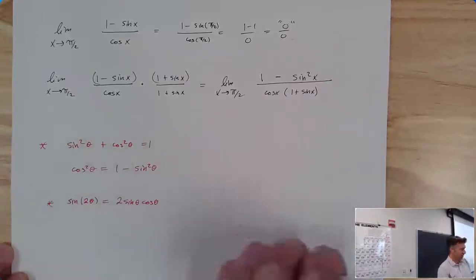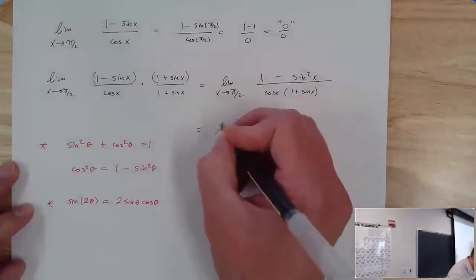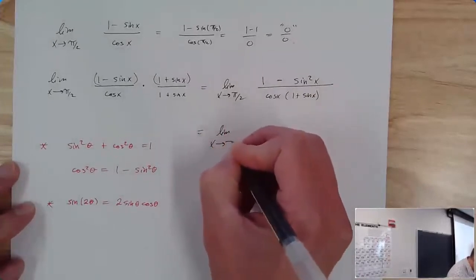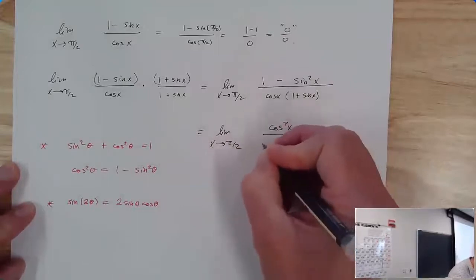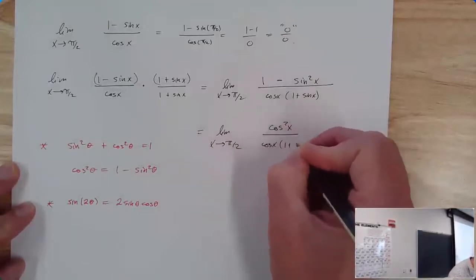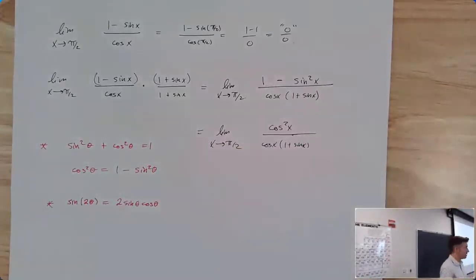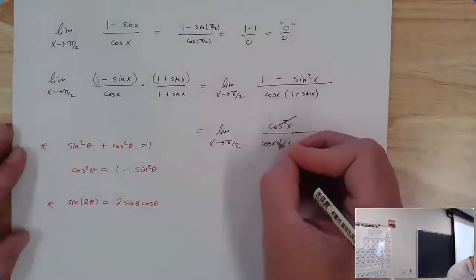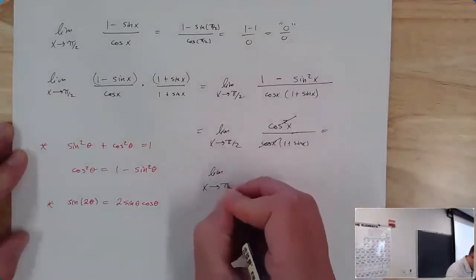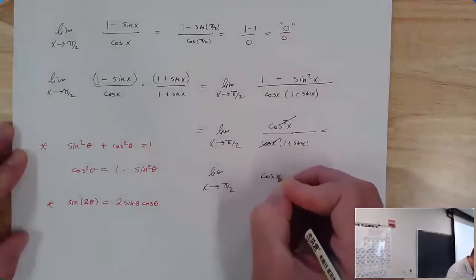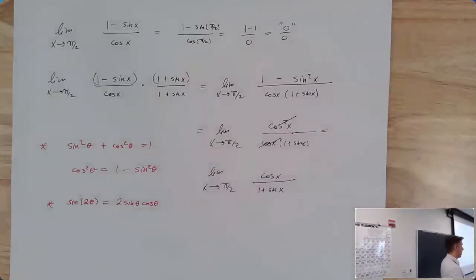All right. But for now, these are the ones that I'm thinking of that come up most readily. So simplifying this, we've got the limit as x approaches pi over 2 of cosine squared x over cosine x times 1 plus sine of x. And now we can cancel one of those cosines. I'm left with the limit as x approaches pi over 2 of cosine of x over 1 plus sine of x. And now we can plug in pi over 2.